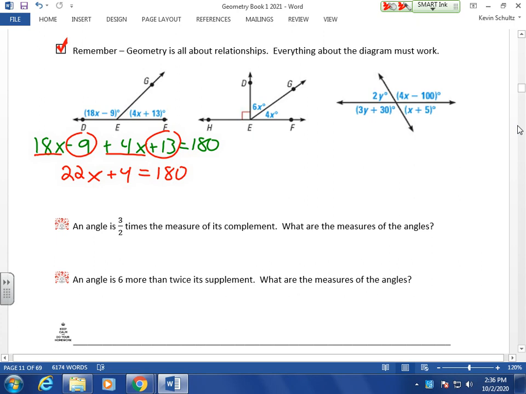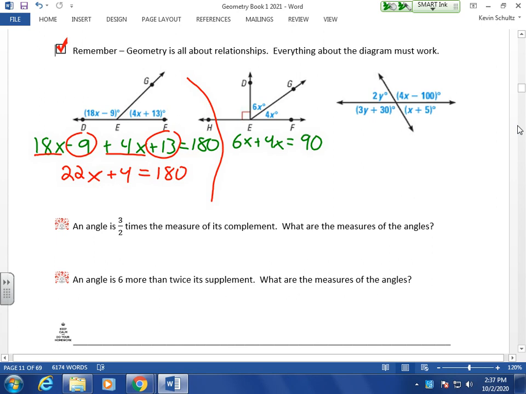The next one, what do we know about 6x and 4x? DEG and GEF again. Julia. They form a right angle, right? Because DEH here, that right angle box is marked there. So we know that the other half of that has to be 90, so that adds to 180. So the relationship we can write, 6x plus 4x equals 90.